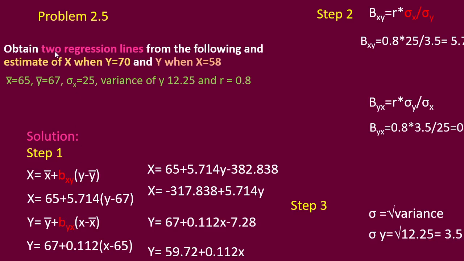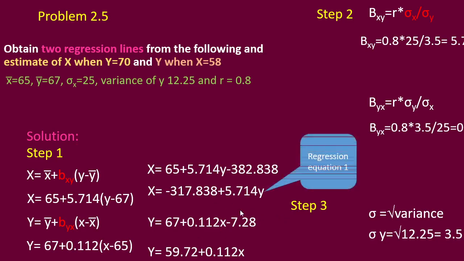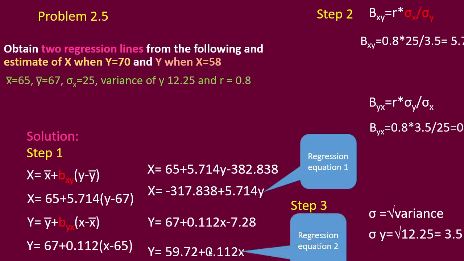So now we have got two regression lines. We applied the values to the regression equation and got the two regression lines. The first regression line is x equals minus 317.838 plus 5.714y, and regression equation 2 is y equals 59.72 plus 0.112x. So our second target is to estimate: the estimate of x when y equals 70, and y when x equals 58.